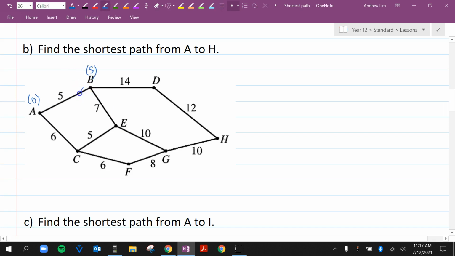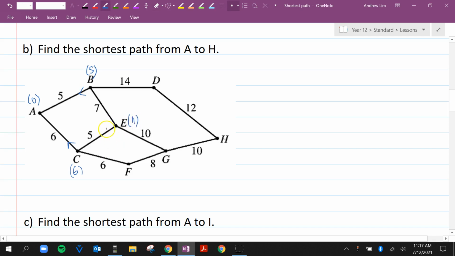How did I get that? From A directly. Shortest path to C from A is 6 from here, because if I go this way, 5 plus 7 plus 5, that's going to be more than 6. Alright. Let's have a look at E. So we've got 6 plus 5, which is 11, or 5 plus 7, which is 12. Well, the smallest number there is 11, so I'm going to write 11 next to E.